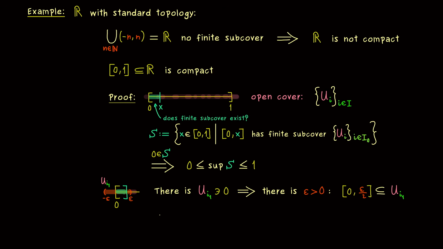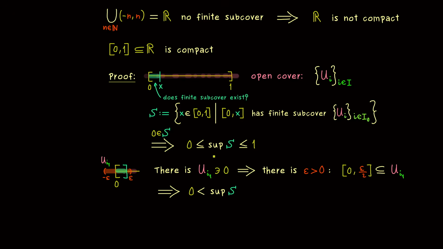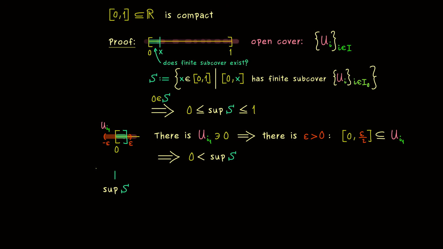Therefore, this epsilon ½ which is non-zero, also lies in our set S. And this yields that our supremum is strictly greater than 0. So we are one step further to showing that the supremum of S is given by 1. But at the moment we just know that there is a positive distance from 0.